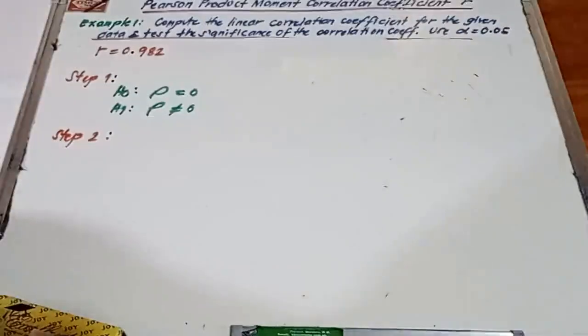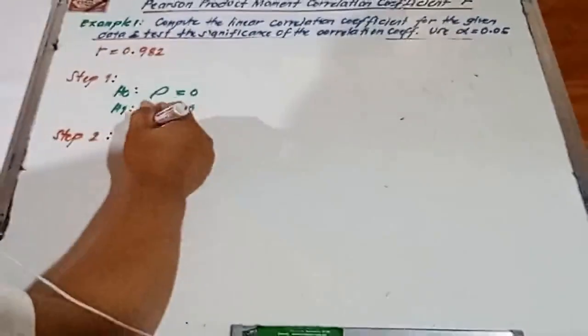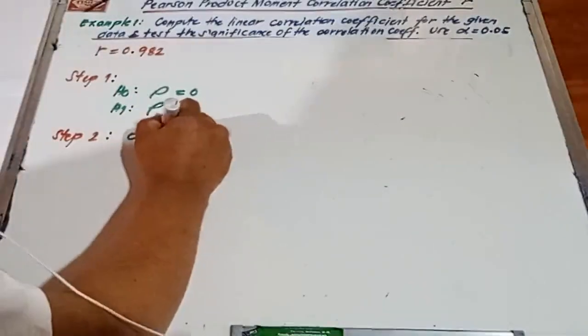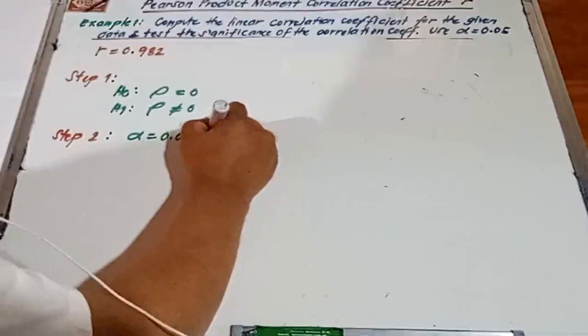kunin natin yung critical values. Okay? Gamit yung table t natin. Here, our alpha is 0.05. And this is a two-tailed test. Okay? So alpha equal to 0.05. This is two-tailed test.